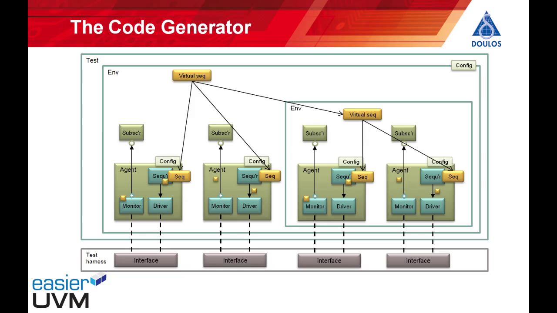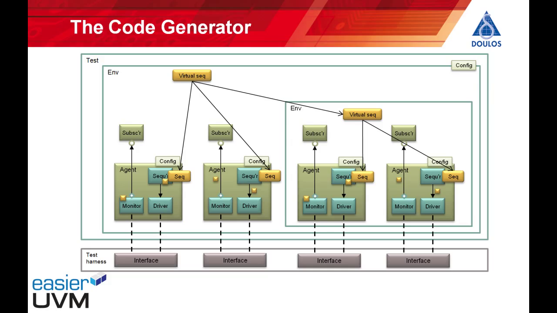The code generator also generates example sequences for you. So the code generator will generate classes to represent the transactions, sequences and virtual sequences. And all of the sequences are started out of the box when you run the code that comes out of the code generator. So the code generator gives you a complete working UVM verification environment just to get you started.